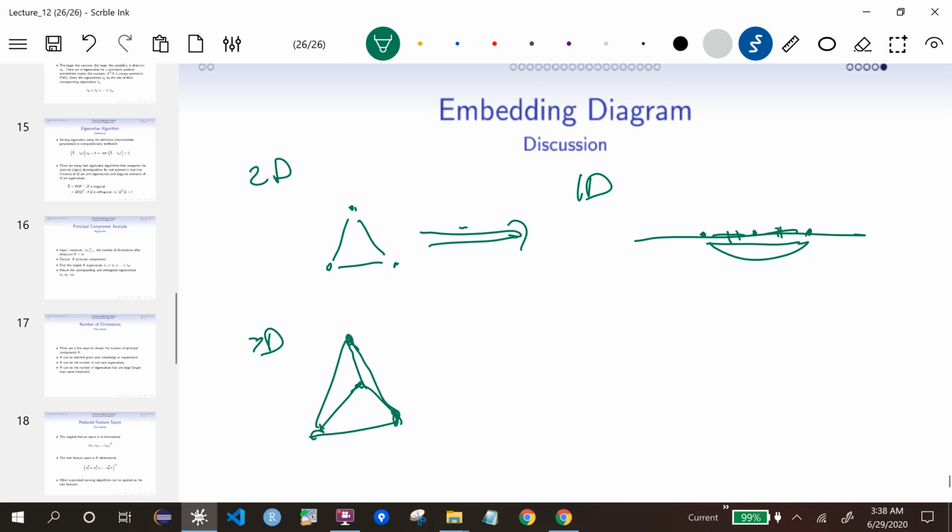Basically, we have these 4 points. It's like a pyramid. The base of this is a triangle. There is actually a name for this, but I don't know it.